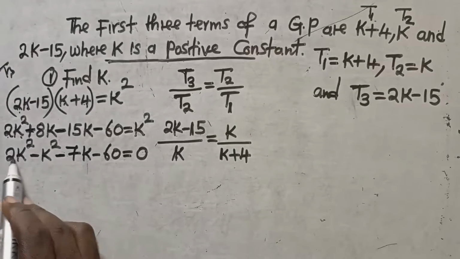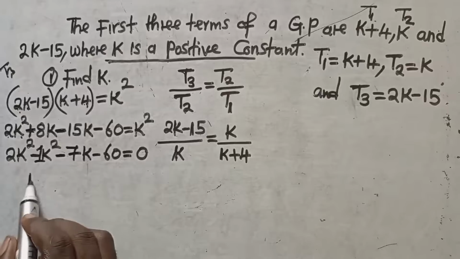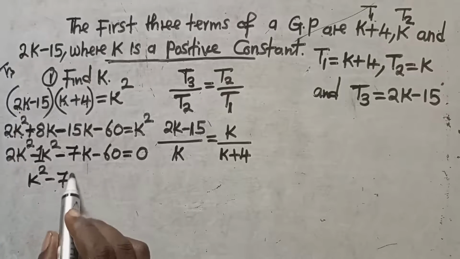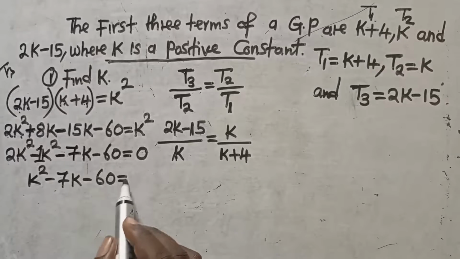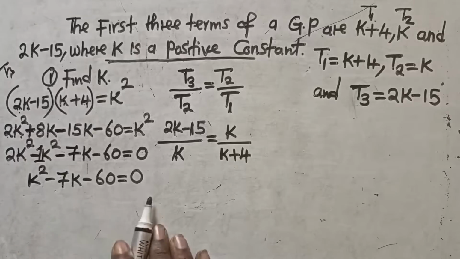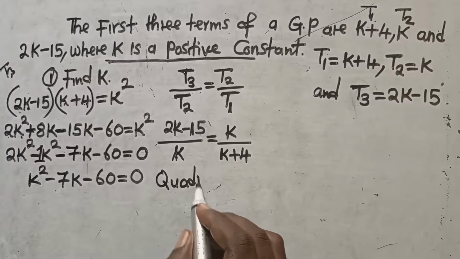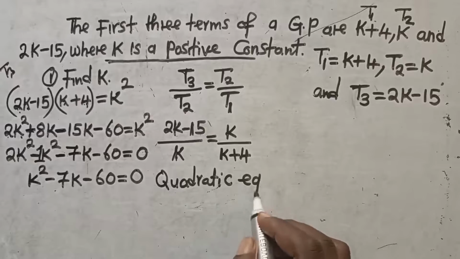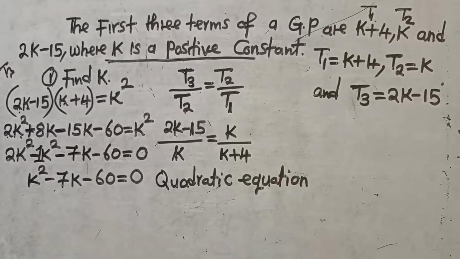This one, 2 minus 1. Here the coefficient is 1. So 2 minus 1, that is just 1. So I'll say k squared minus 7k minus 60 equal to what? Equal to 0. This has now become a quadratic equation. So it is just a matter of solving a what? A quadratic equation.